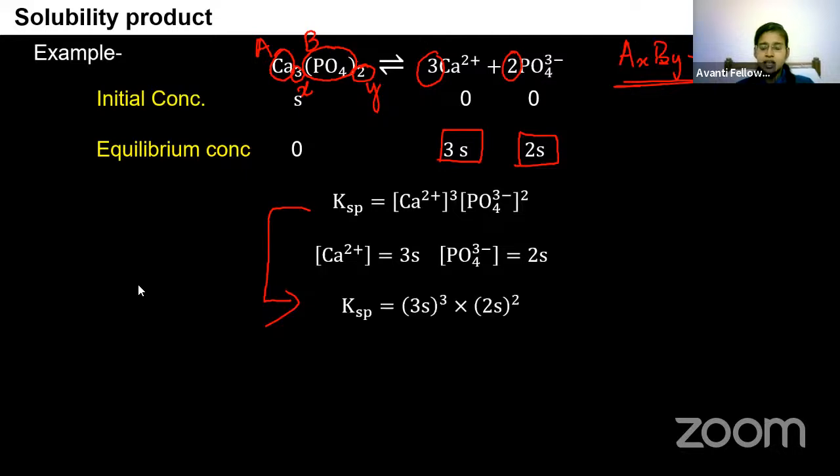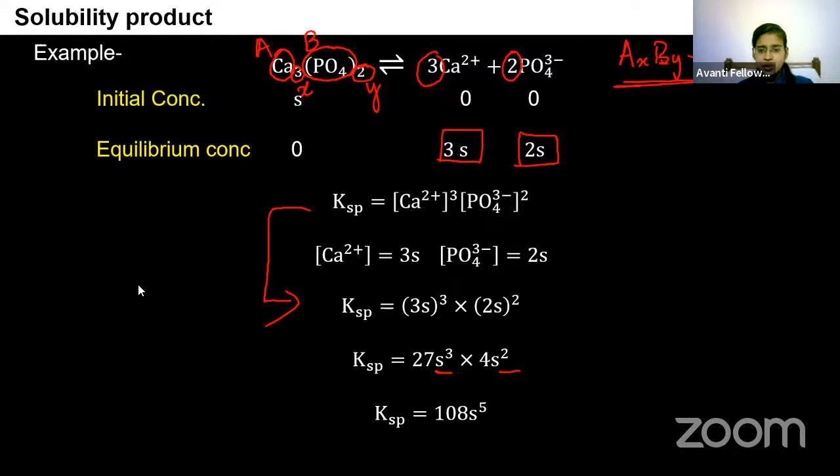So you will get (3S)^3 into (2S)^2. 3 cubed is 27, so 27S^3, and (2S)^2 is 4S^2, since 2 squared is 4. The bases are the same, so you can add the powers. 27 into 4 is 108, so it is 108 S^5. Clear for all of you? Do you have any doubts in finding the solubility product? So this is a relation.